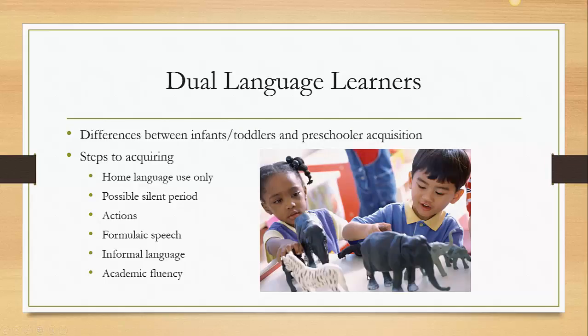I want to identify that there are some differences between how infant toddlers and preschoolers acquire languages. We've already talked about the concepts with the brain connections, but this is going to identify itself in various ways in the classroom. Preschoolers might sit in a silent period for a lot longer while they're trying to acquire it, whereas the infant toddlers might progress through it a lot faster because they're more easily able to adapt to these different language changes.